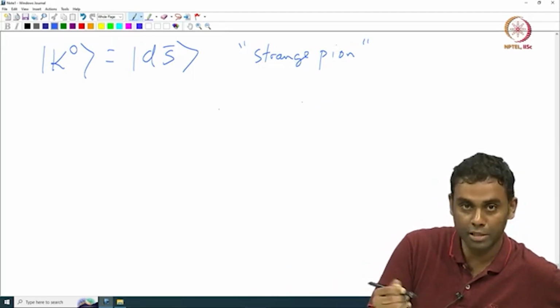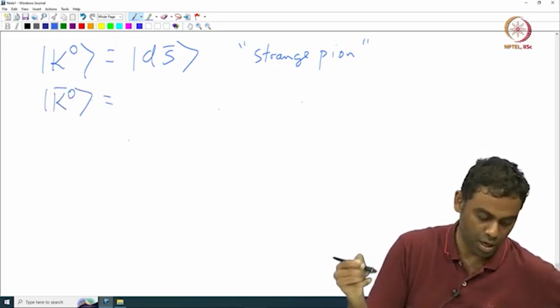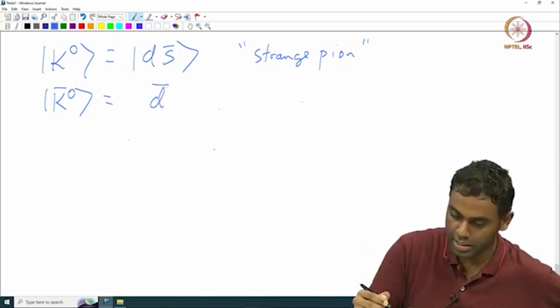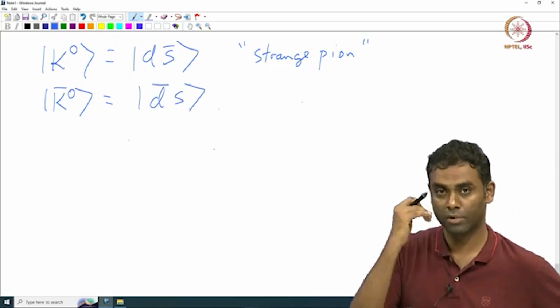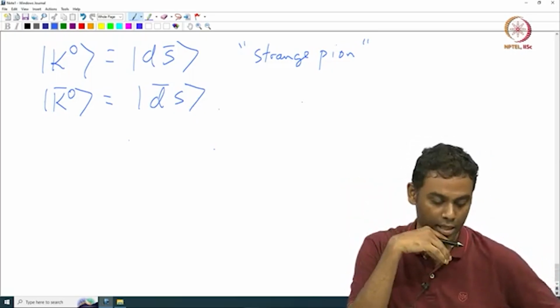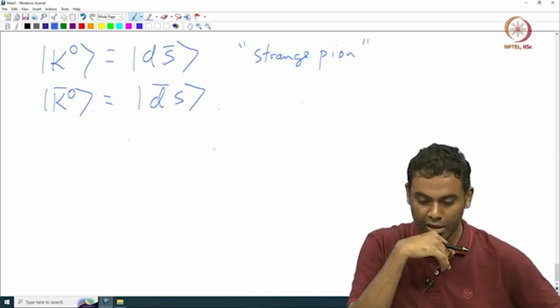Since I can write down a K0 state, I can also write down a K0 bar state, obviously, right. So what should be a K0 bar state? It is just a D bar S, right. I just apply charge conjugation to the K0 state and I get that, right. Okay.